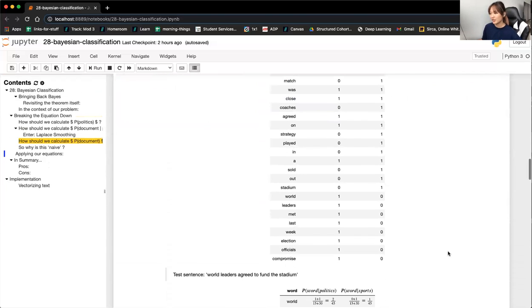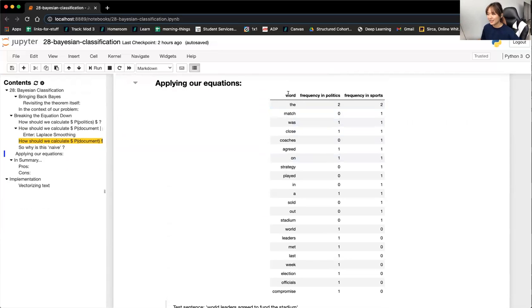So let's apply our equations really quick. So first of all, to just set up, this first column has all the words in our training data. These are all the words that occur in our training data. And this is really just counting how many times each word occurs in each class. So you can see here the word the appears twice in both politics and sports. Another example, world only appears once in politics, 0 times in sports. So you can imagine, just conceptually, if a phrase has the word world in it, it will more likely be classified as a politics post rather than a sports post. Conceptually, this is where that comes from.